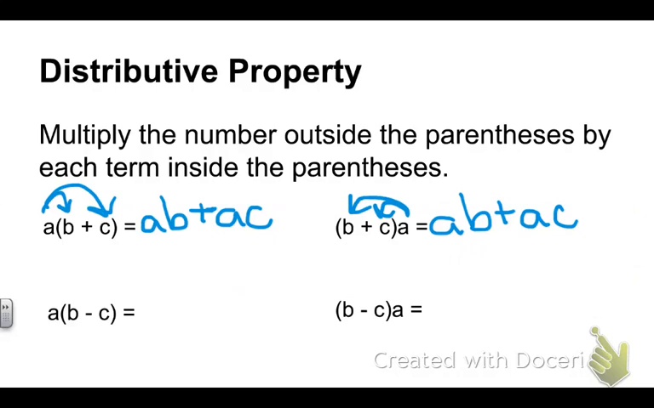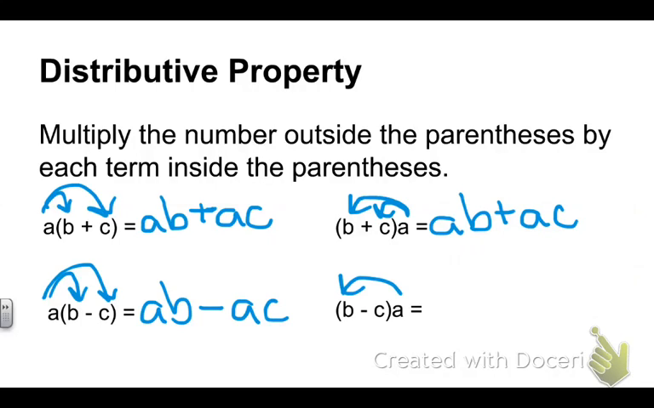And the same thing with subtraction. A times b is ab, and a times negative c is negative ac. Again, it's just on the right side of the parentheses. A times b is ab, and a times negative c is negative ac. This is the distributive property. Take that outside number and multiply it by everything inside the parentheses.